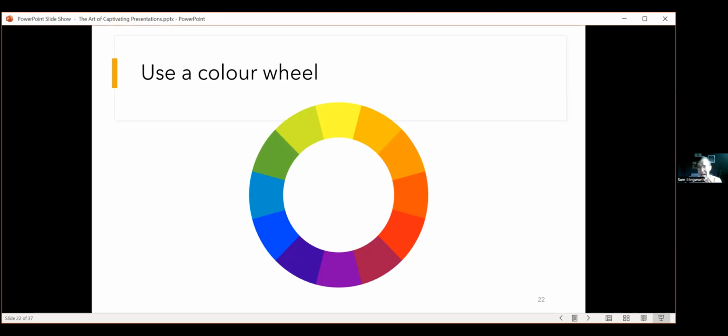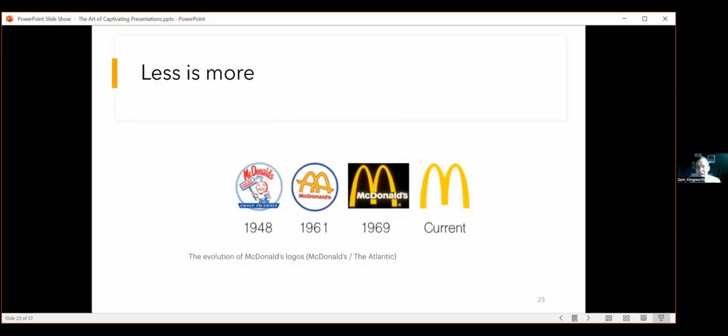But having said that, I always think less is more. So I always use this image because I think it's a really nice demonstration of how the McDonald's logo has evolved over time to be something very busy, to be something very simple and clean.